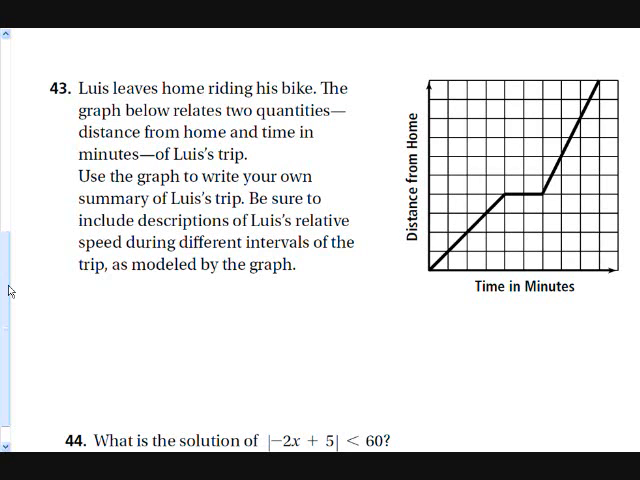So if we look at this model, it's giving us the distance from home over here and then the time in minutes. So as the minutes progress, if his distance from home is increasing, that means he's traveling at some rate of speed. And since this is a linear equation, it means it's a constant rate of speed. So he starts off riding at a constant rate of speed.